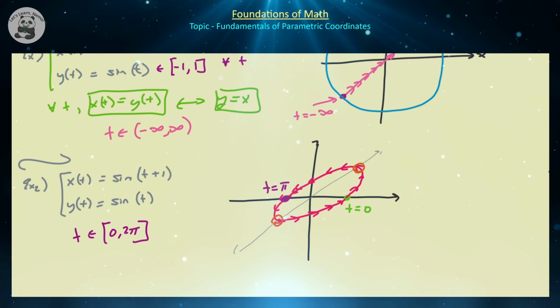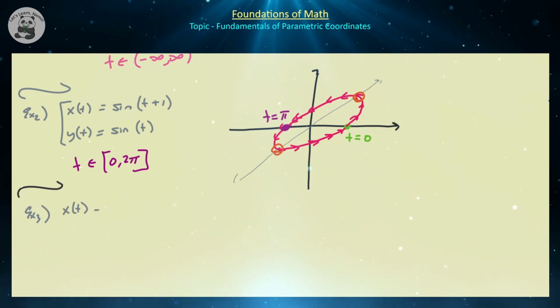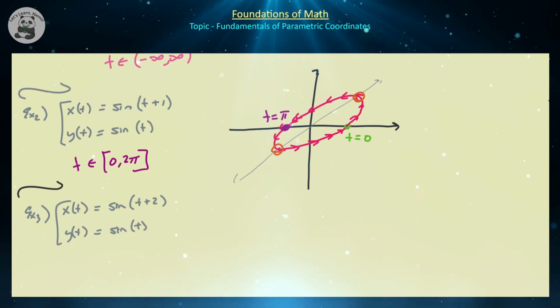Right? So a couple other variations of this, slight variations at least. So let's look at example 3. Let's assume it's t plus 2 instead of t plus 1. So x of t is equal to the sine of t plus 2, and y of t is equal to the sine of t again. And let's assume that, again, t belongs to the interval 0 to 2 pi.